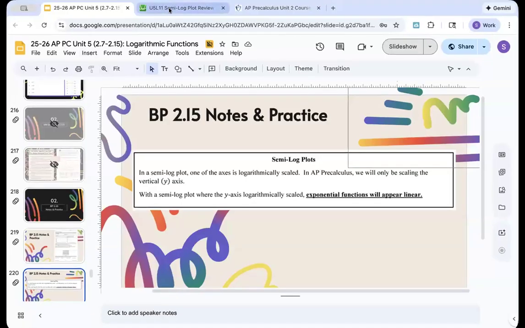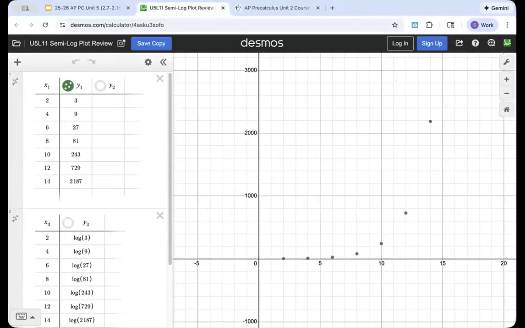If we go over here to our Desmos, you look at this, we have an exponential function, as you can see by the green dots. 2, 4, 6, 8, 10, 12. We are increasing by 2. And then 3, 9, 27, 81, right? This is multiplicative by a factor of 3.